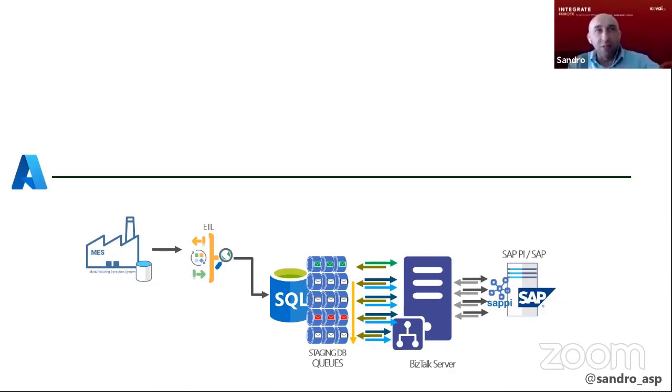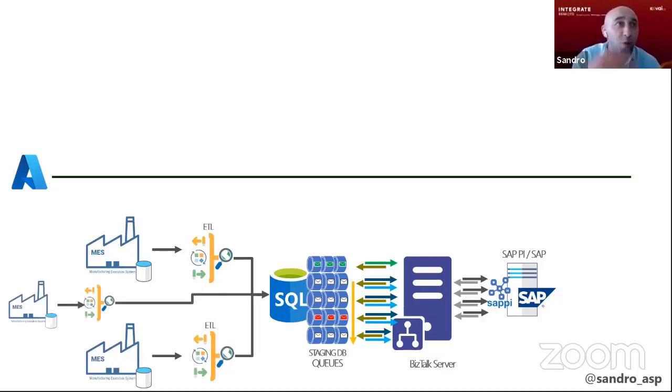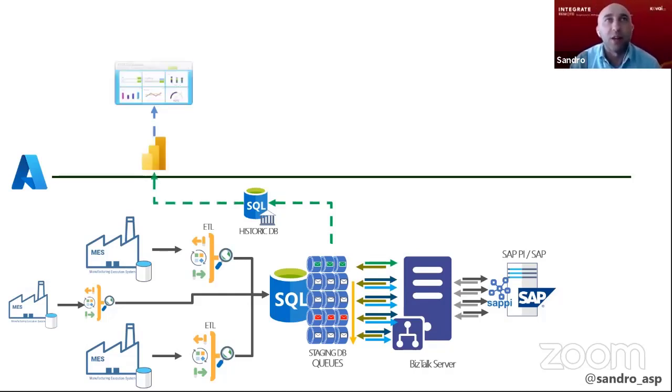So we are migrating mass data. We are using BizTalk and Integration Service to extract this data from manufacturing and put it in SAP. And more manufacturing started to be added to that system, and we kind of had to create a historic database to support this huge amount of data that we are handling.